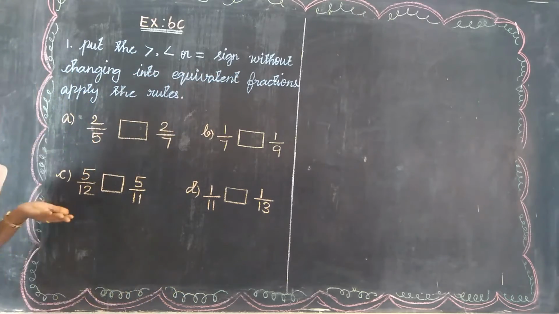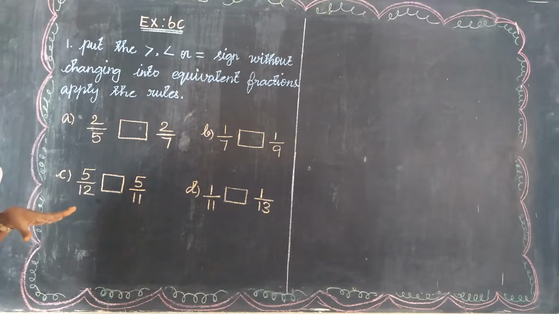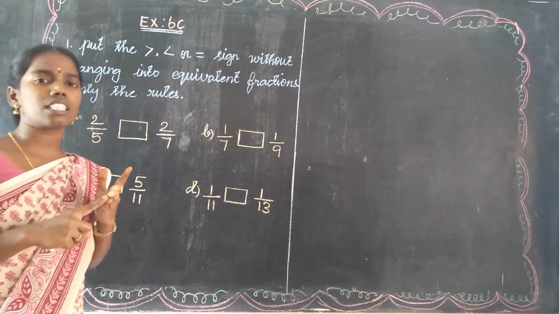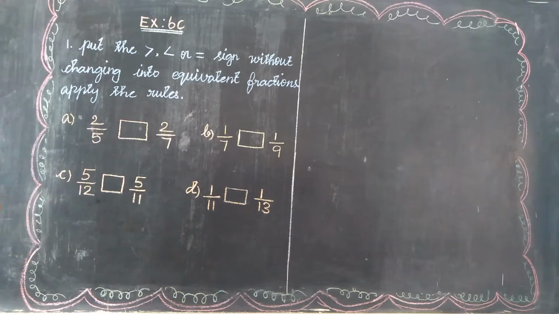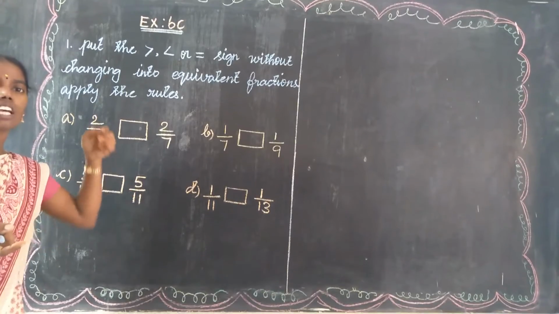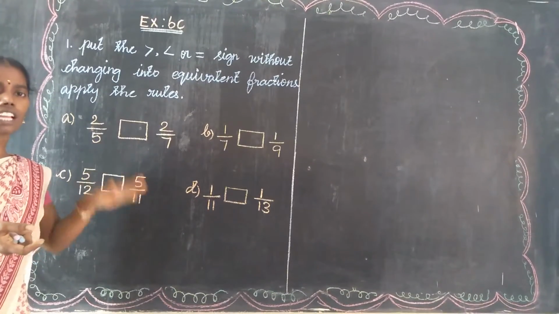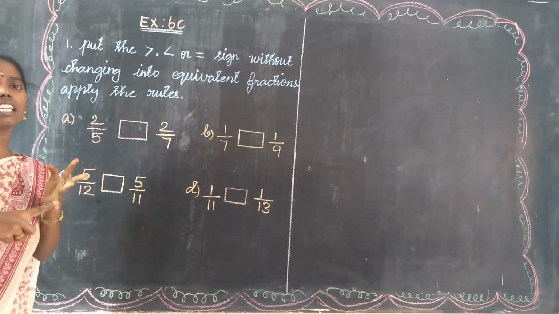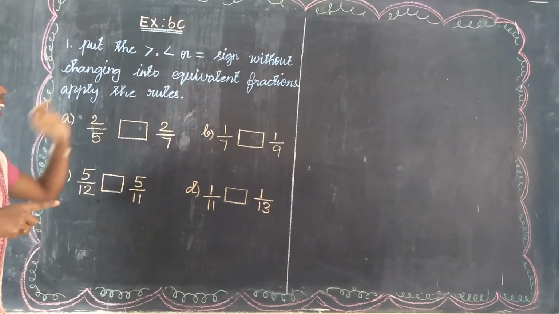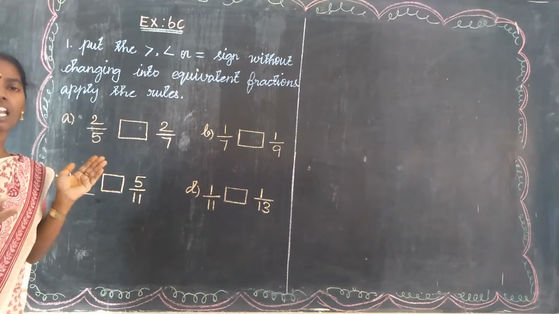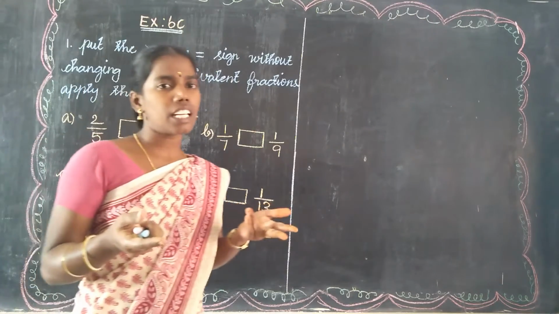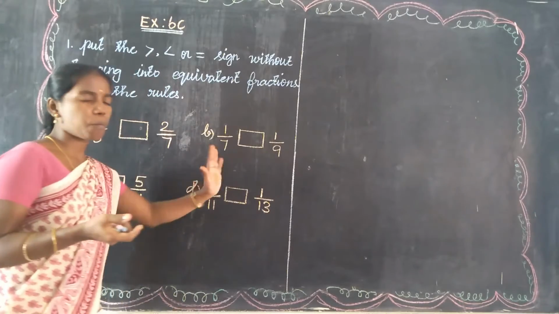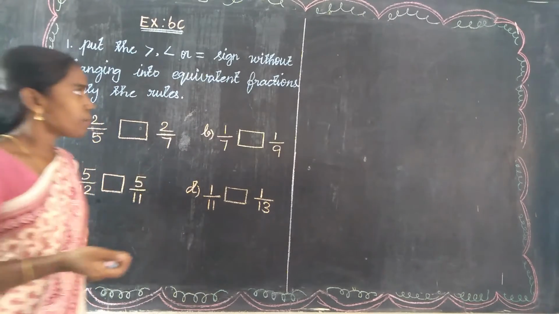Whenever we do not change into equivalent fractions, apply the rules. Fill up the box with less than, greater than or equal. Note the fractions in the question and then compare. Greater than means the highest value, less than means the smallest value, and equal means both values are equal. Now let us see how to apply this in the four problems. See the solution.